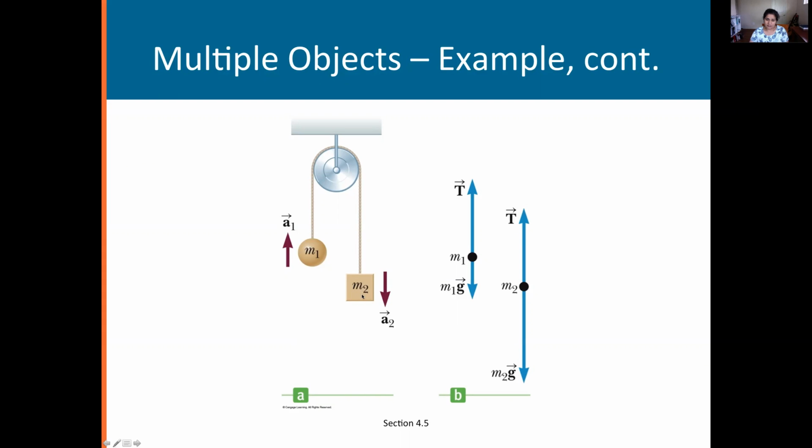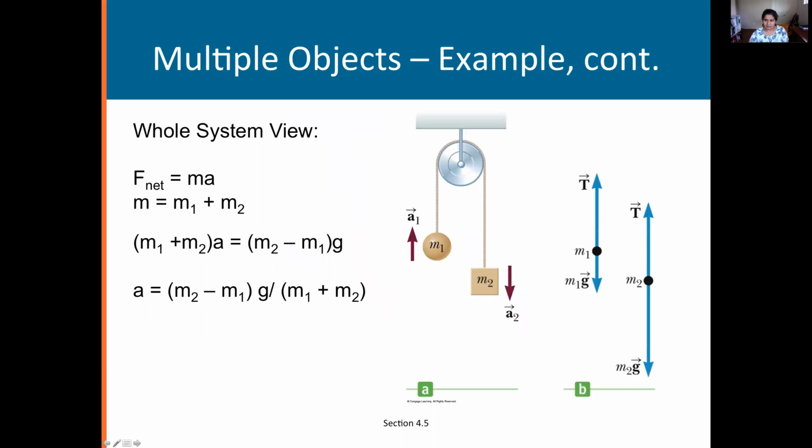Let's make the free body diagram for the second object. So this is my center of mass for the second object, M2, and it also has the tension in the rope upwards, and it has its weight, M2g, acting downwards. Since we took M2 much bigger than M1, this arrow is drawn much longer than this one. Okay. So let's look at the system as a whole.